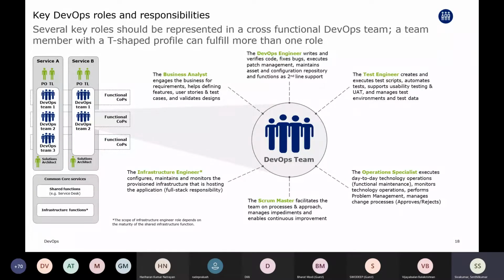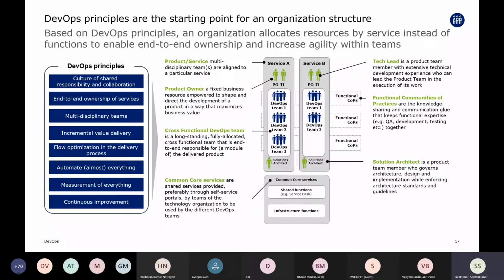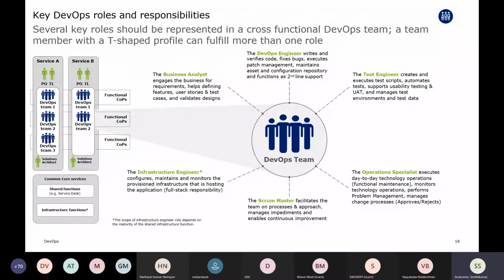But here, in the initial phase of planning, the starting point of the DevOps principle is derived to the people, and the people have been made into this module from the planning structure. Once the planning is done, the next one is building. In the building structure, who are the key stakeholders to build the plan? Business analyst, infrastructure engineer, Scrum Master, operations specialist, test engineer, and DevOps engineer. So these are the functional COPs who are eligible to do the respective operations according to the business plan.